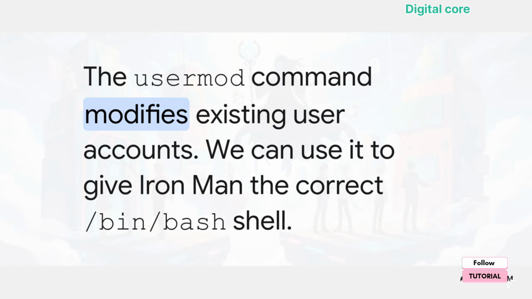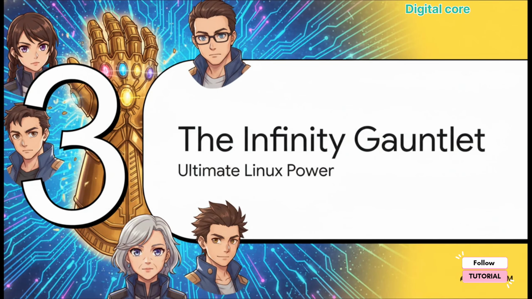There's a command called usermod. That's short for user modification, and it's the perfect tool for the job. We can use it to change pretty much anything about a user's account. So, using our sudo power again, we'll run usermod and set Iron Man's shell to the right one, /bin/bash. Problem solved. Okay, so our team is assembled.